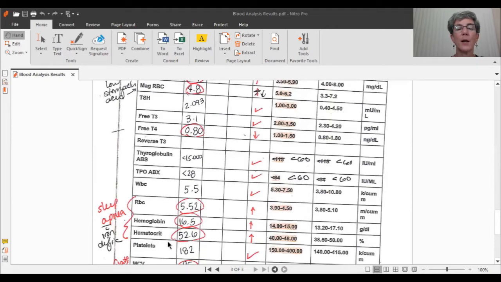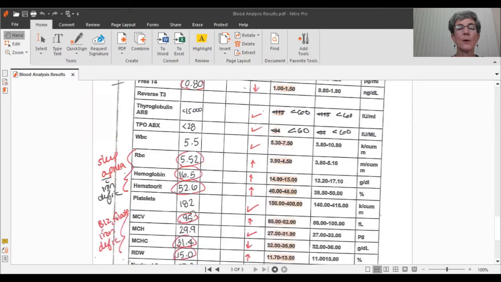So we can typically follow that with the red blood count here. And if I see this and you don't have a diagnosis of sleep apnea, I will typically suggest that we get a sleep study to determine what's going on further.